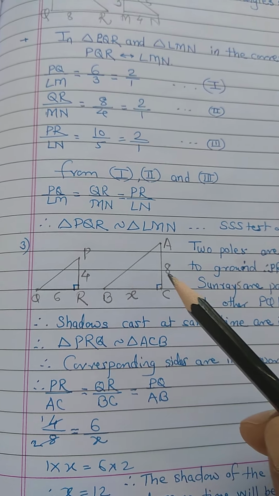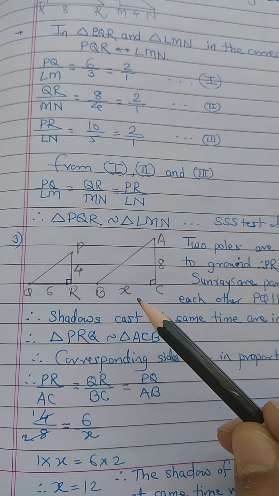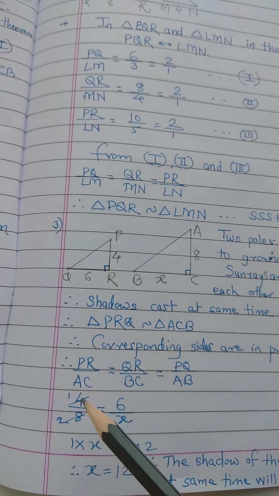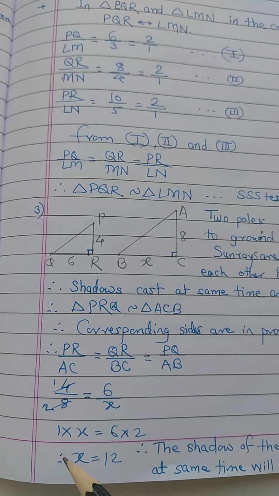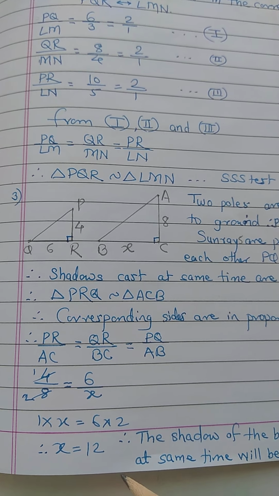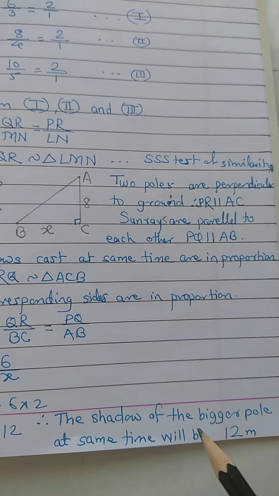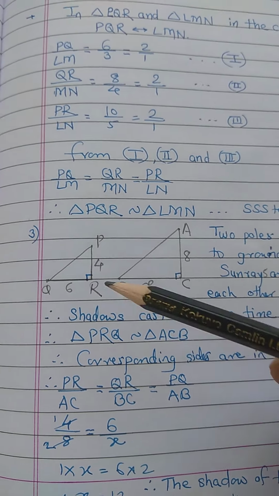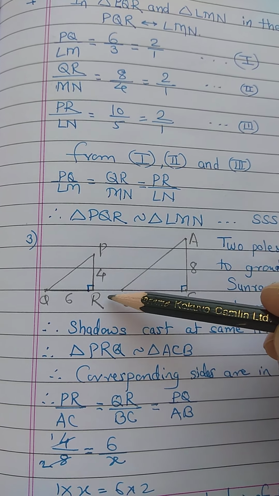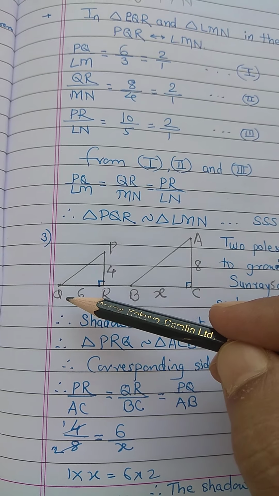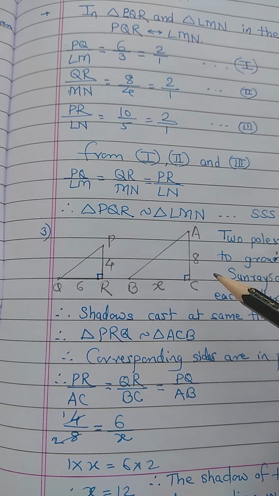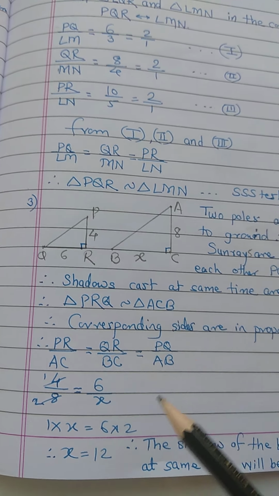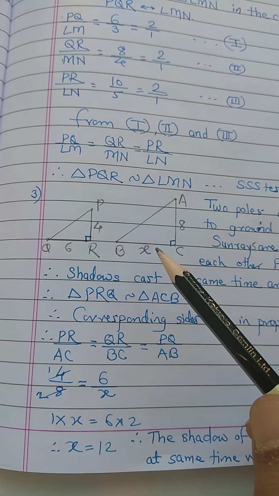That is 4 upon 8 is equal to 6 upon X. 4 ones are 4, 4 twos are 8. By cross multiplication, 1 into X is equal to 6 into 2. 1 into X is X, 6 twos are 12. Therefore, the shadow of the bigger pole at the same time will be 12 meters. Here the shadow cast by the smaller pillar was 6 meters, and the shadow cast by the bigger pillar should be 12 meters. If it is 6 here it should be 12.